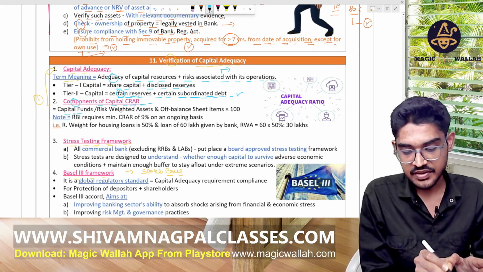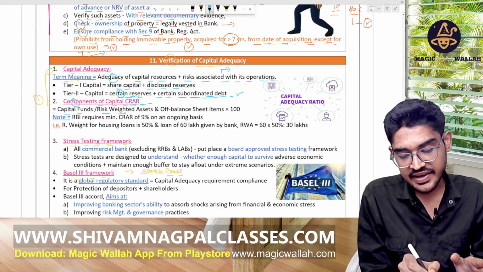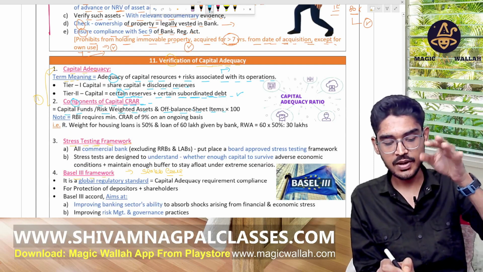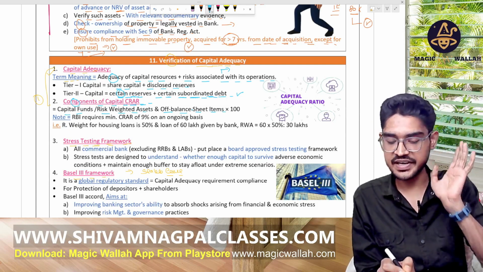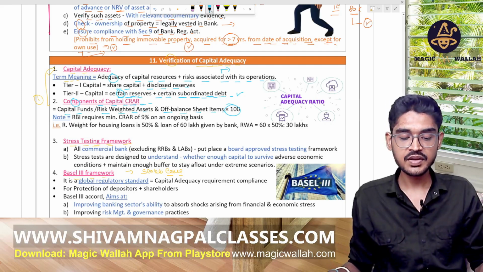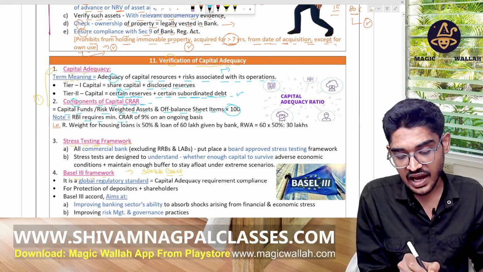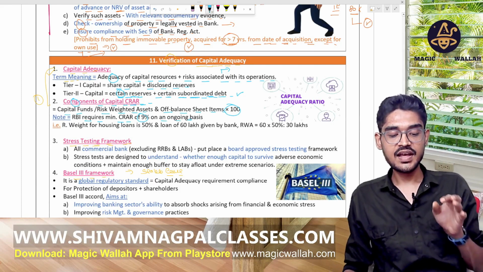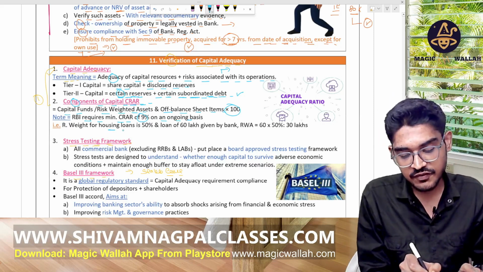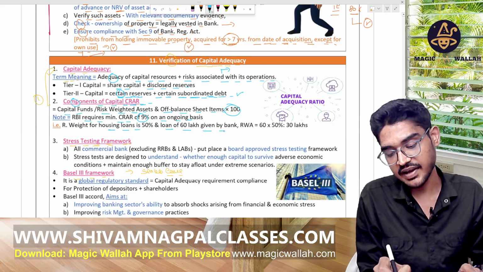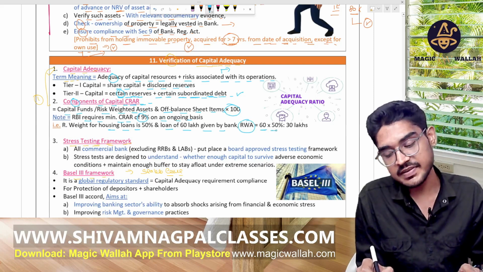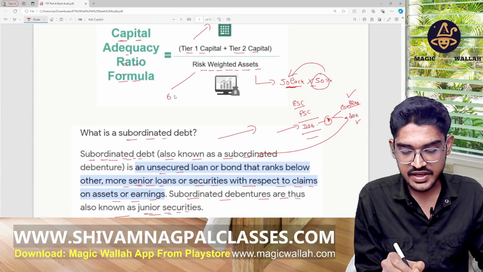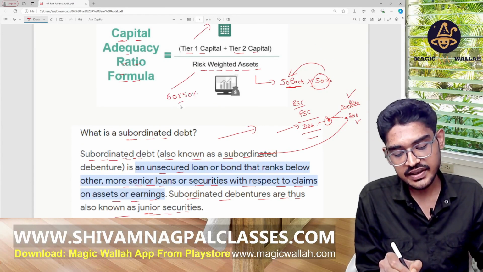So capital fund, by risk weighted asset and the off balance sheet items, into 100. Capital fund, tier 1 and tier 2, by risk weighted asset and the off balance sheet items, into 100. This is the formula. So RBI requires a minimum CRAR of 9%. It can be asked in MCQ also on an ongoing basis. So risk weight for a housing loan is 50% and a loan of 60 lakh is given by the bank. Then the risk weighted asset is 60 into 50%, equal to 30 lakh.